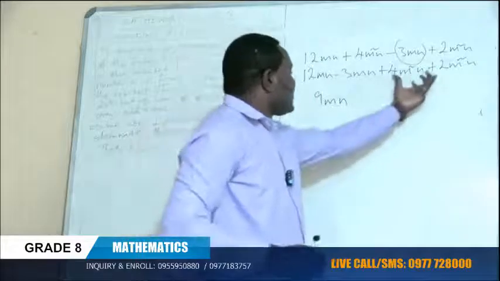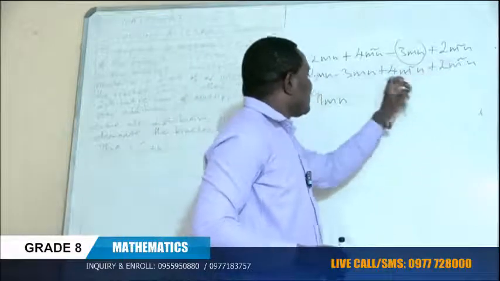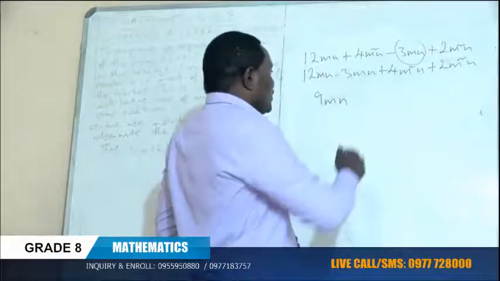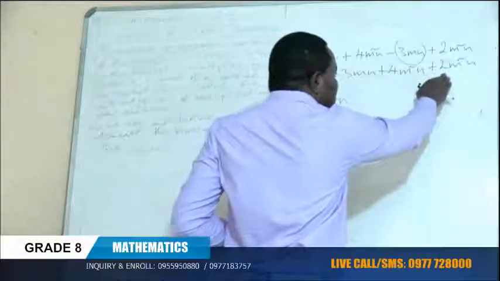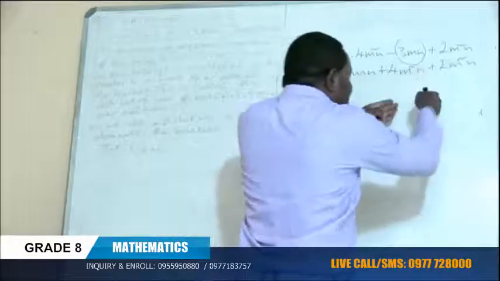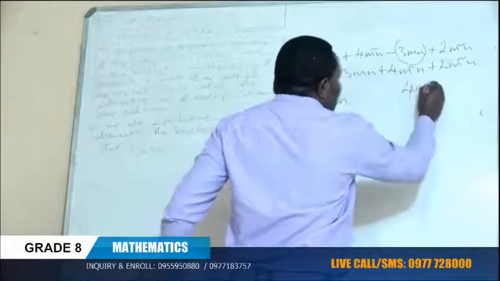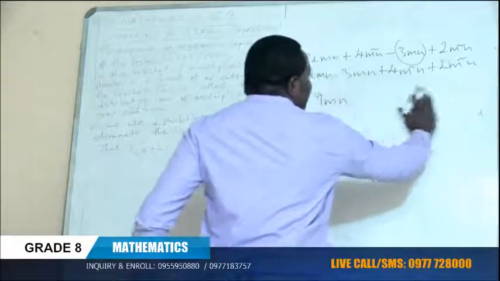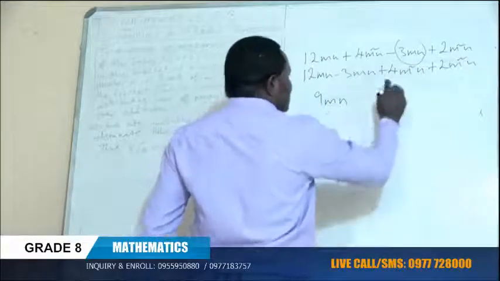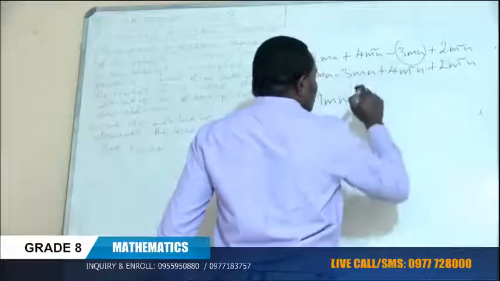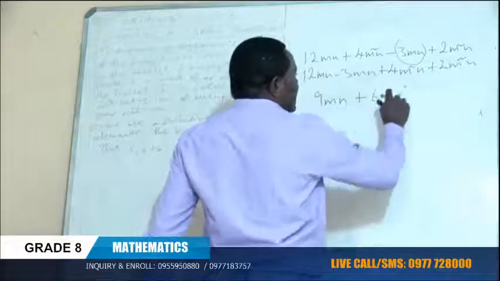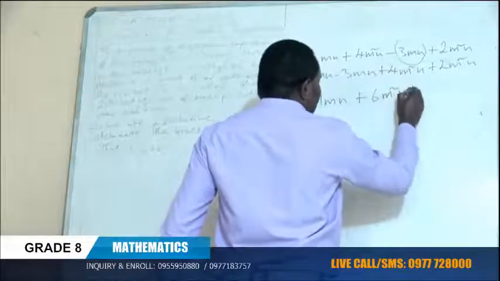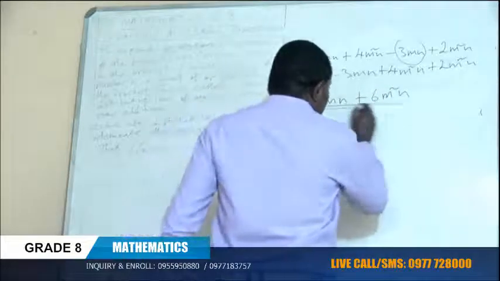Then we come to the next part. We also have like terms here: 4m squared n plus 2m squared n. So if you check, the coefficient here is 4 and the coefficient here is 2. So we add the coefficients 4 plus 2, and it will give us 6. Then we return the variables as they are, m squared n. So we do have 6m squared n.